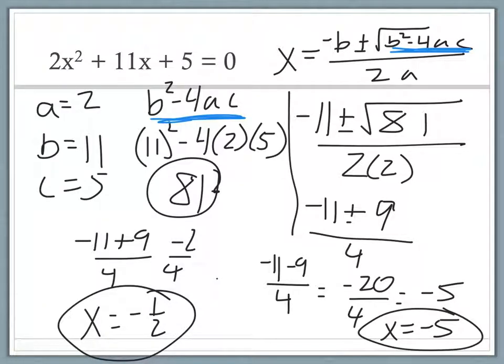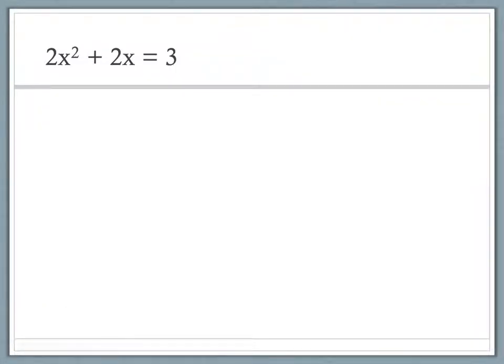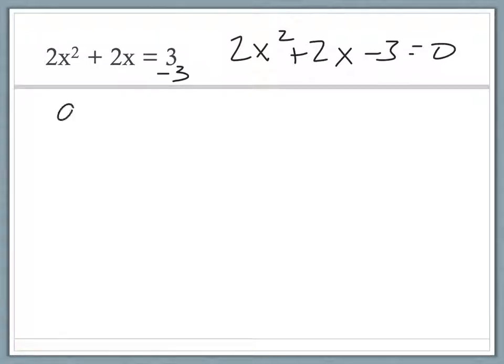All right, let's look at another example. Okay, for this one, if you notice, they're not all on the same side. So we need to move them so it equals 0. I'm going to have to actually subtract 3. So when I do that, I'm going to have 2x squared plus 2x minus 3 equals 0. Now we can find our a, our b, and our c. So the a for this one is 2. The b is going to be 2 as well.